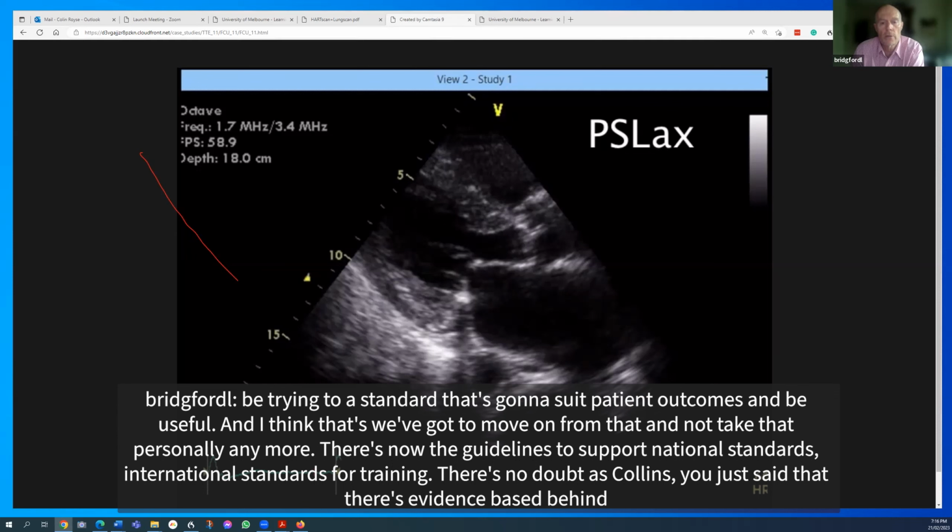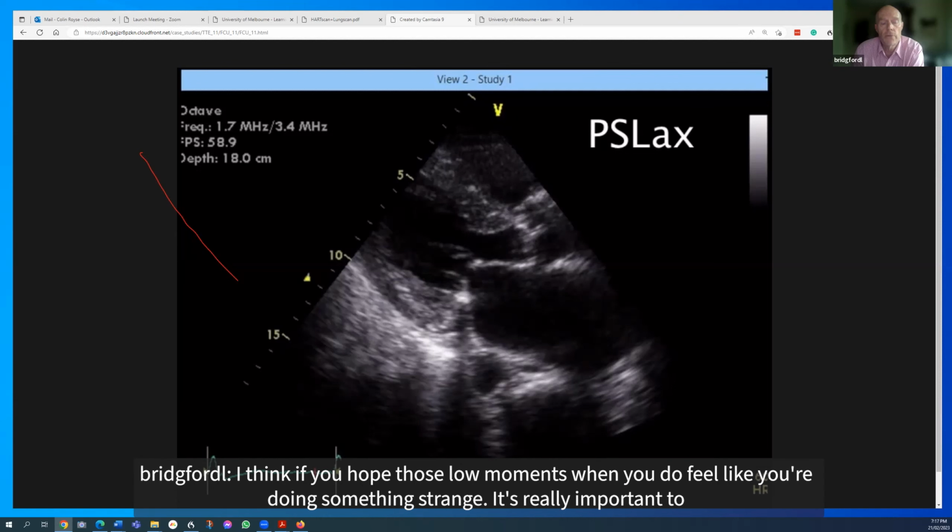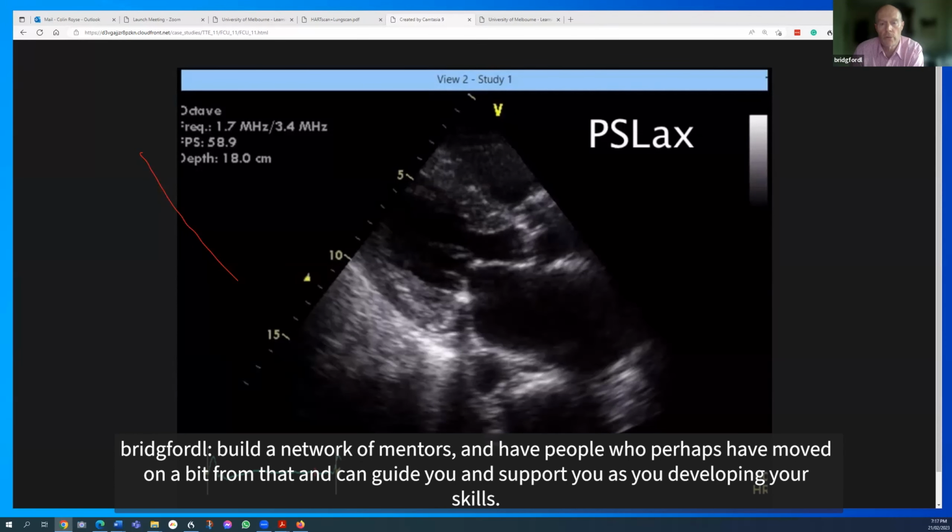There's now good guidelines to support national standards, international standards for training. There's no doubt, as Colin has just said, that there's evidence base behind our practice and its utility. And if you have those low moments when you do feel like you're doing something strange, it's really important to build a network of mentors and have people who perhaps have moved on a bit from that and can guide you and support you as you're developing your skills.